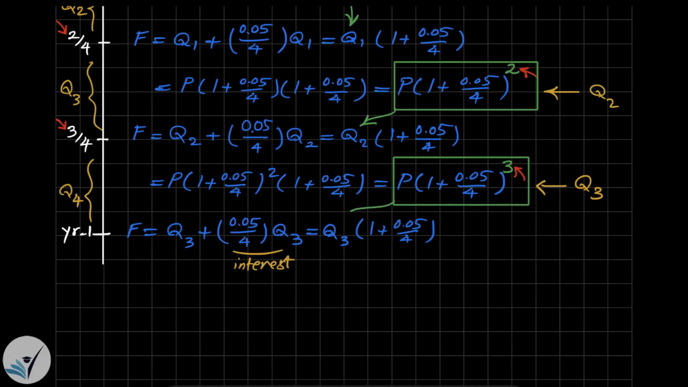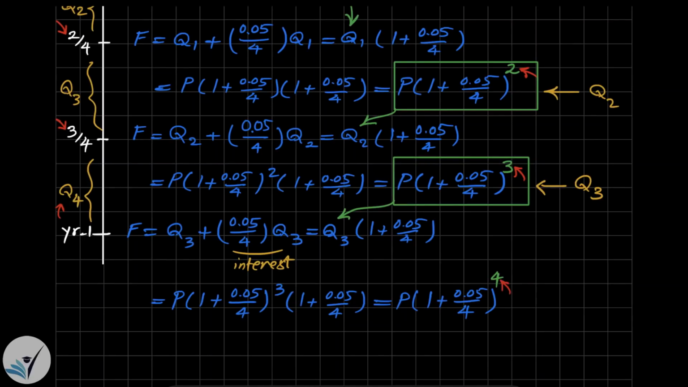So similar to what we did for the previous quarters, we can replace Q3 with that expression, and we would get P times 1 plus 0.05 divided by 4 to the third times 1 plus 0.05 divided by 4. And finally, after simplification, we would get P times 1 plus 0.05 divided by 4 to the fourth. And again, at the end of the fourth quarter, we have a power of 4 here. And this is the balance of the account at the end of the fourth quarter.